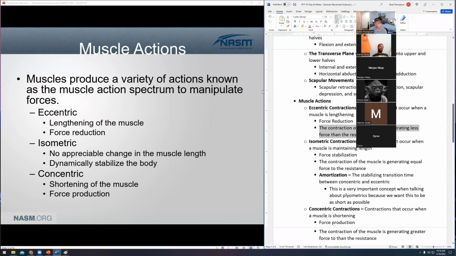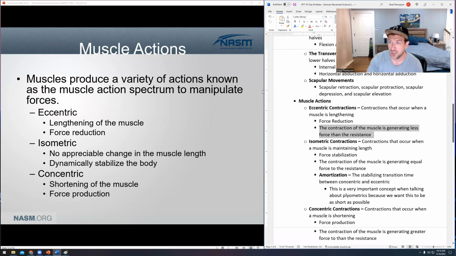And then obviously every exercise has to have a middle section, right? When we're switching in between, and maybe we have a pause.